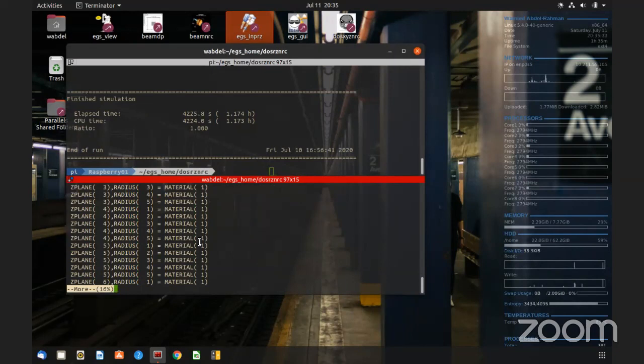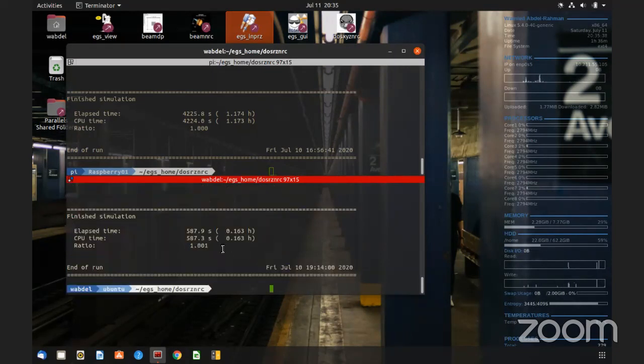Okay, and it took about 600 seconds. So the Raspberry Pi 4 is actually, let's say, 3 times slower than my virtual machine on my Mac. Now my virtual machine, I can actually split into 8.